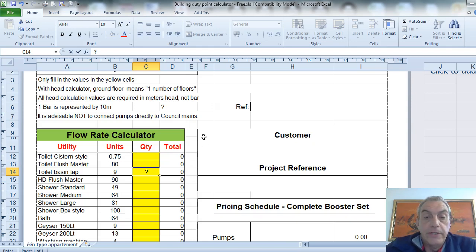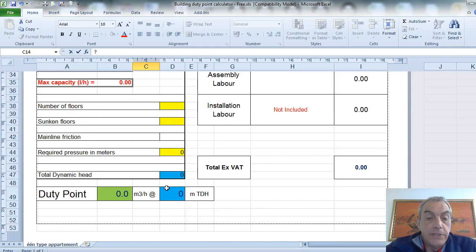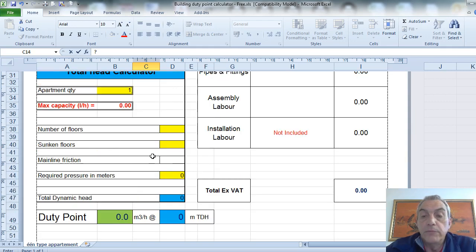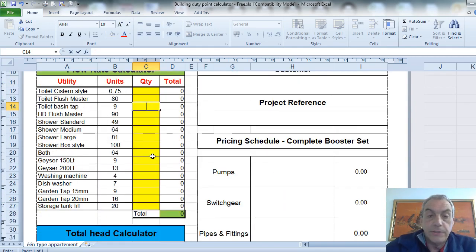So the way I do it, and this is something that I'll post my email address in the description. Send me an email, I'll send you this raw Excel spreadsheet. It's formula based and it works in metric, by the way, so you'll see at the bottom here it gives you a duty point once it's done all the calculations in cubic meters per hour, and it works on meters total dynamic head. So you can basically just take those two answers that the system will generate for you and convert those to gallons per minute with simple formulas, or feet, depending on whether you're working on metric or imperial. So let me just show you how this little system works. It's actually very nifty.